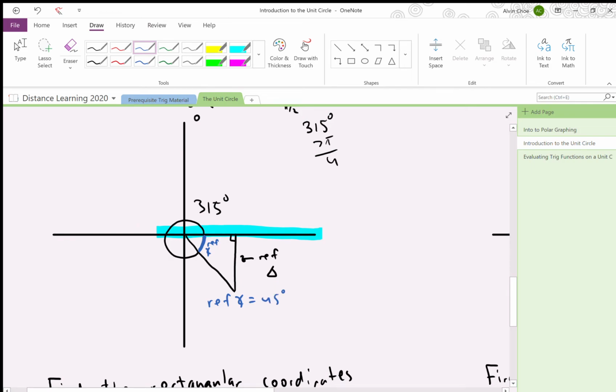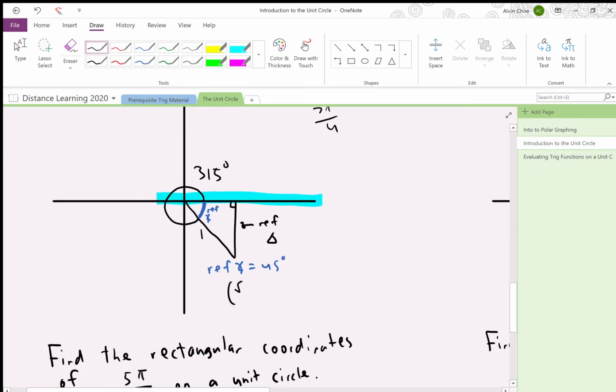Why is that useful? Because now we can figure out the coordinates using a 45, 45, 90 degree right triangle. If this is going to be 45 degrees for 315 degrees, and the unit circle makes that 1, that means the coordinate is going to be root 2 over 2, comma root 2 over 2. Again, you can figure that out using special right triangles.